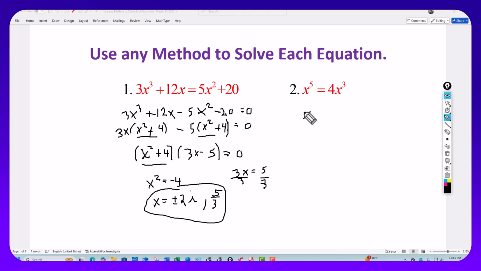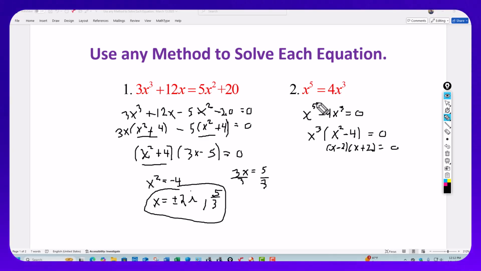So what you want to do is bring everything to one side. Got x to the fifth here. Take the 4x cubed over, so this will be a minus 4x to the third. That's equal to 0. And then you have a nice basic factorization here. Take out an x to the third. We get x squared minus 4. So that product is equal to 0. And of course, this factors into x minus 2 and x plus 2.